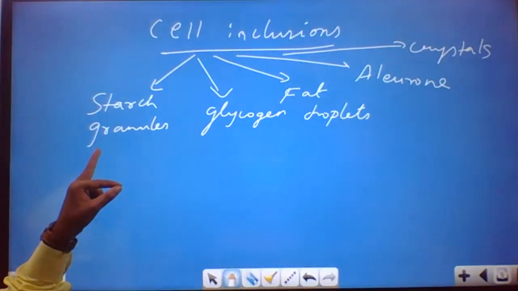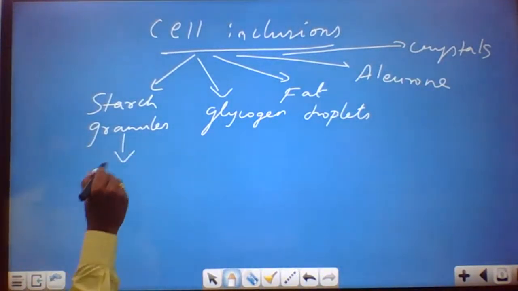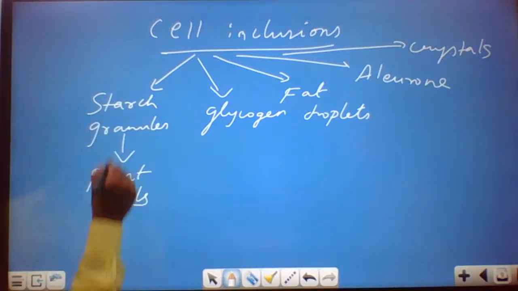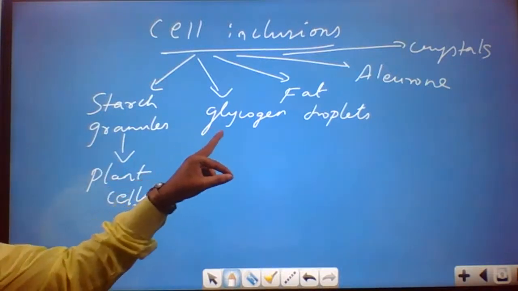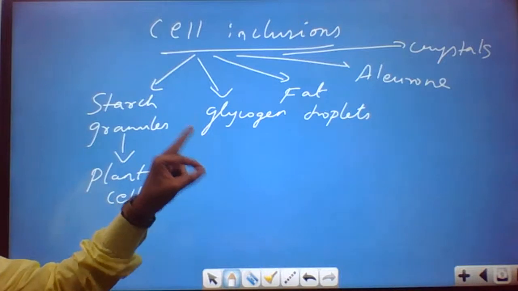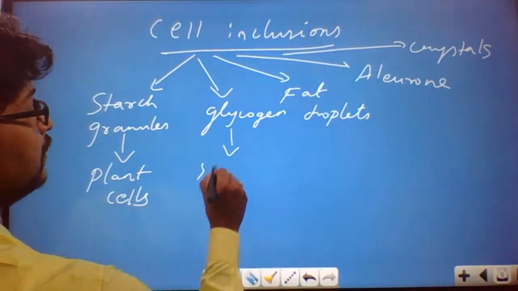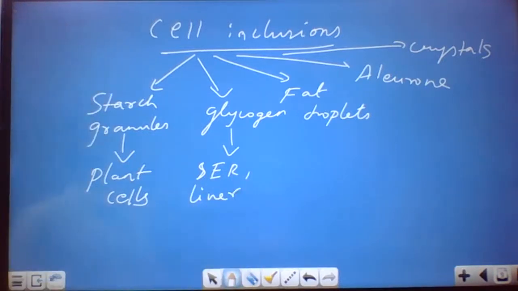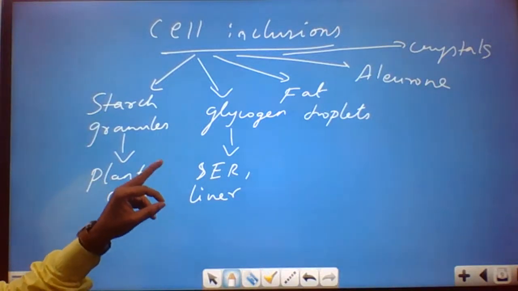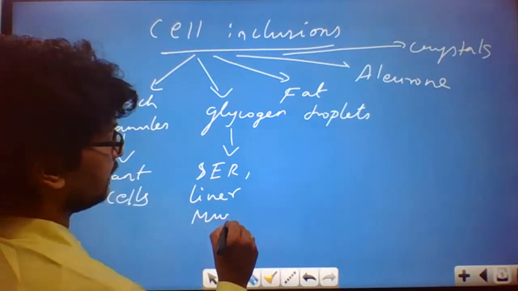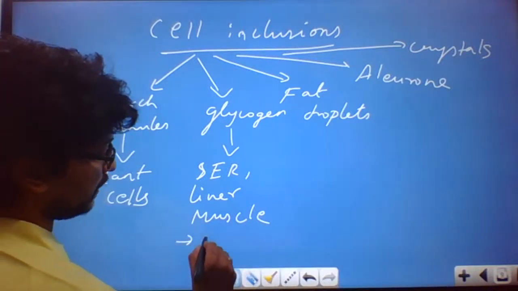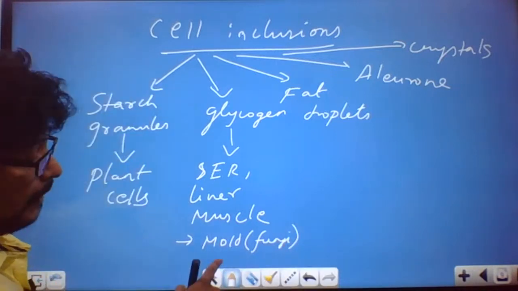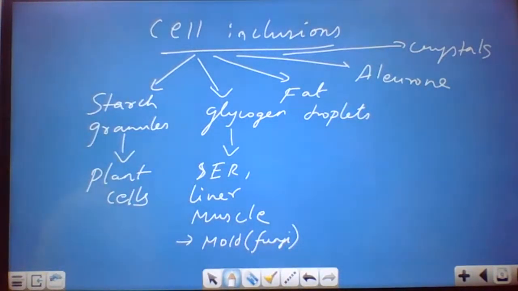Starch granules you often see because the reserve food in the plant is starch. So plant cells are the best example for this type of granules. Glycogen you could see mostly in animals, especially in the smooth endoplasmic reticulum, and also in the liver and in the muscle. As far as fungi are concerned, you could see it in the mold, because fungi have two forms, mold form and yeast form. In the mold form, you could see even the presence of glycogen.